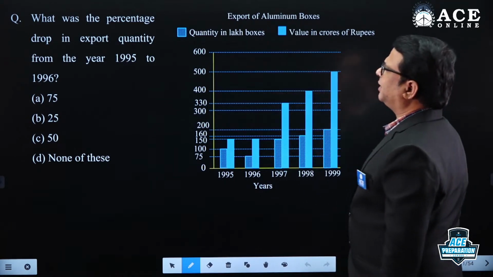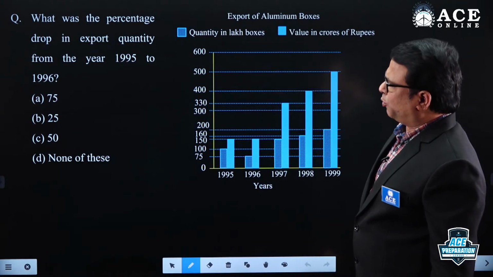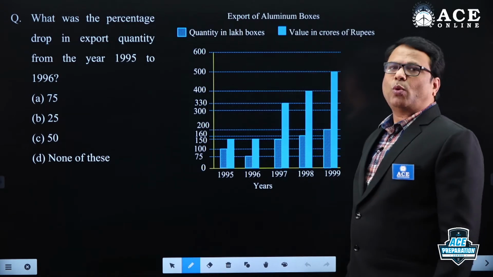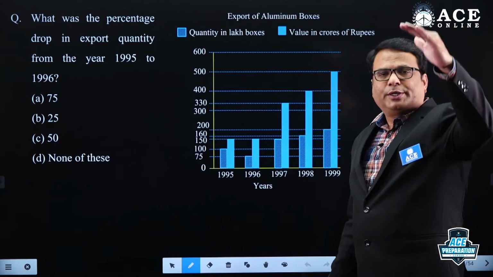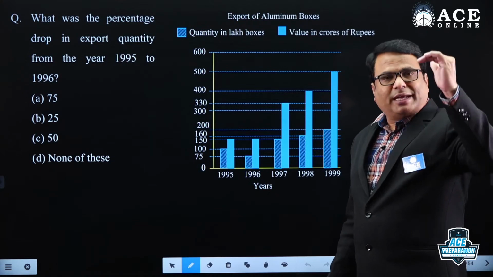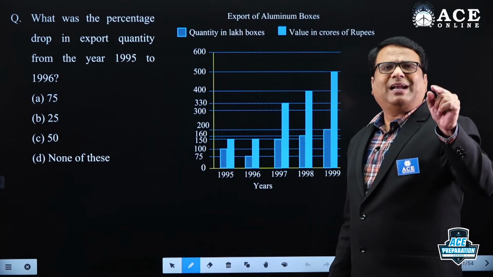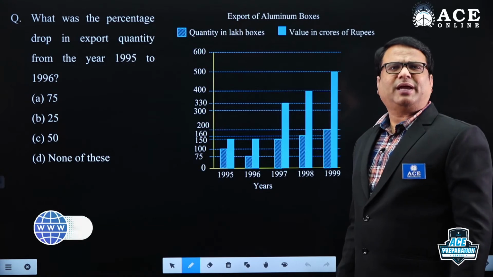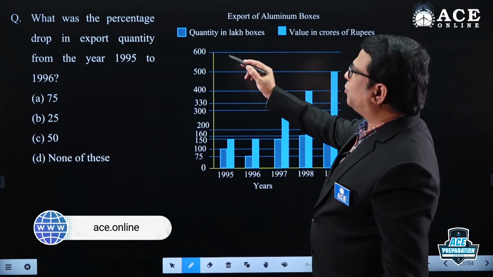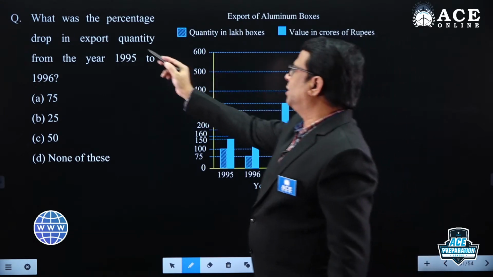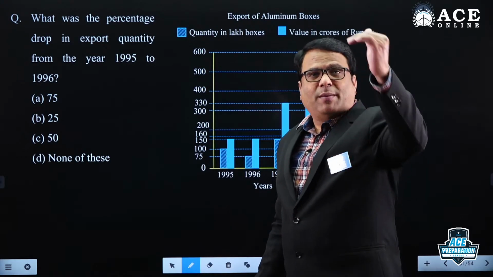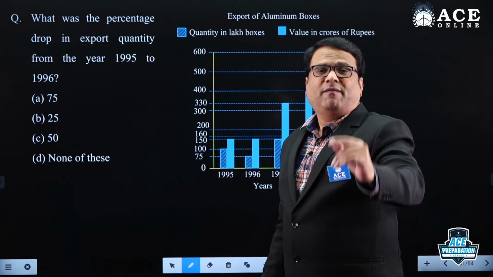What was the percentage drop in export quantity from the year 1995 to 1996? Drop is nothing but decrease. So what is the decrease percentage in exports from 1995 to 1996? Exports here means not value. It is clearly mentioned, export quantity, that means the number of boxes exported.